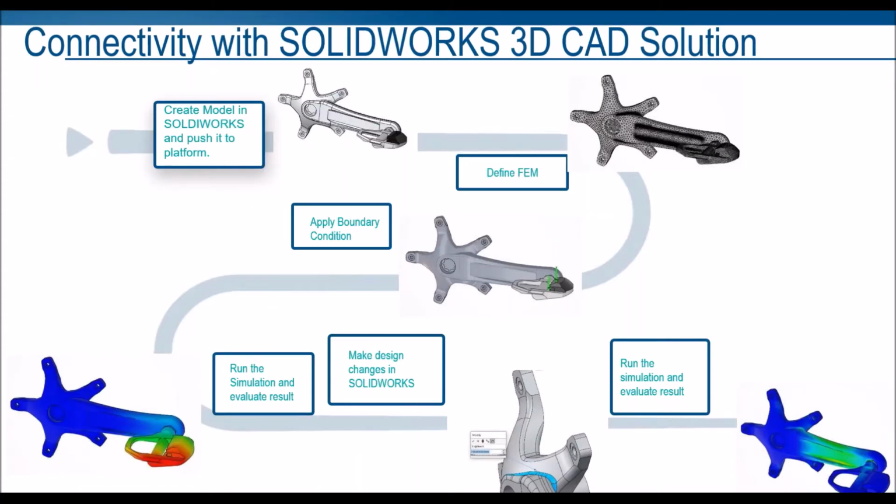So we'll start with the first topic, where we'll understand how we can easily connect with our existing SolidWorks 3D CAD and how we can do a particular analysis, make some design changes in between and rerun the analysis. So we'll start by opening a particular assembly. In our case, it is a crank design.